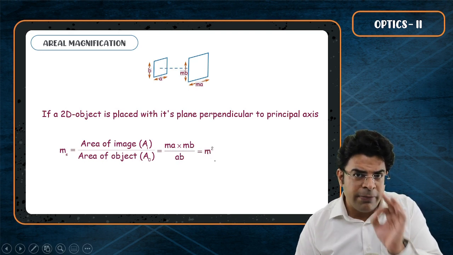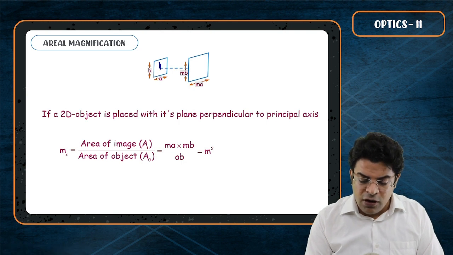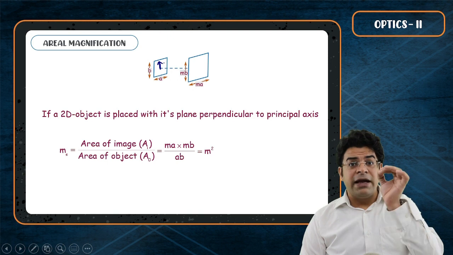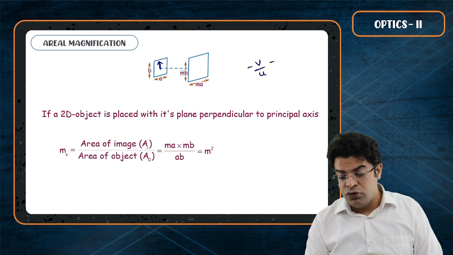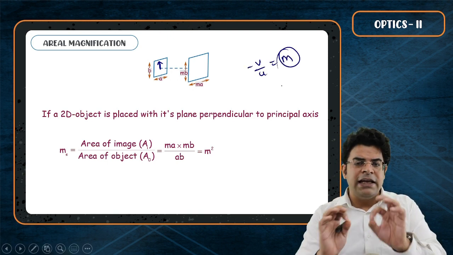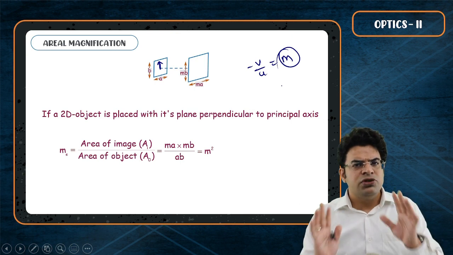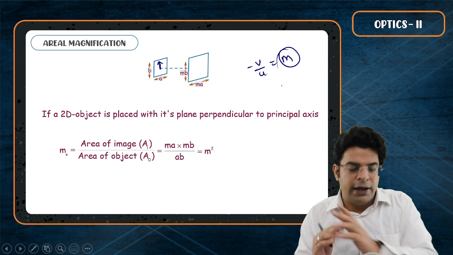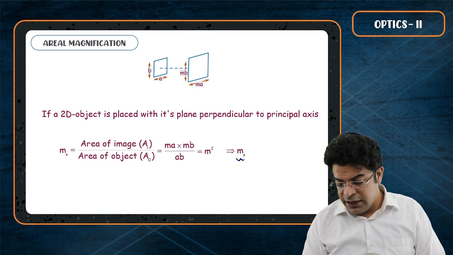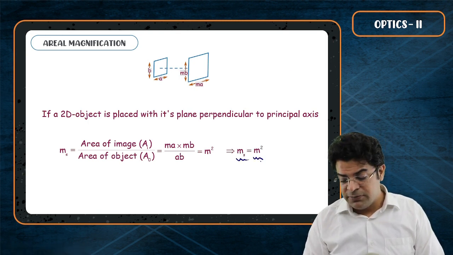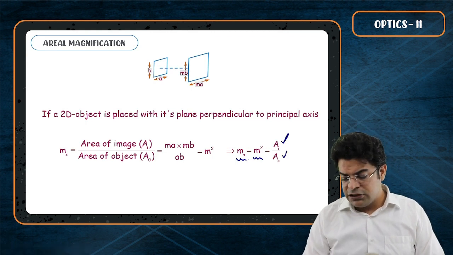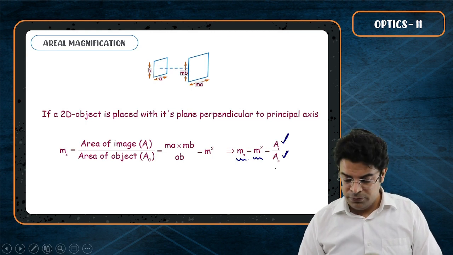So just remember, if for the position of object we are getting the transverse magnification minus v by u to be equal to m, then the areal magnification will be m square. Easy to remember because the area is proportional to length square. Hence we can say that the areal magnification is nothing but the transverse magnification whole square, which is nothing but the area of image upon the area of the object.